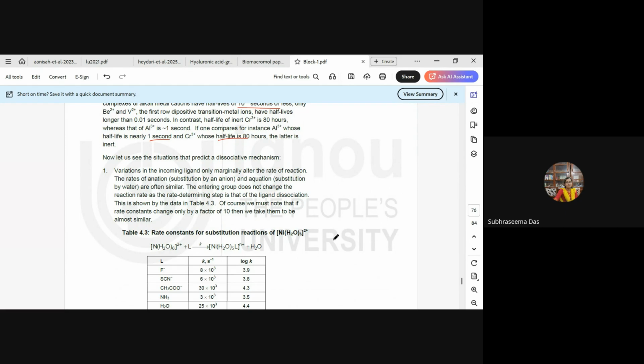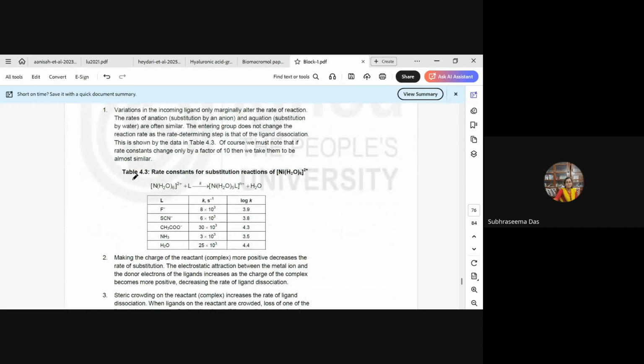So now let us look at the situations that predict a dissociative mechanism. Variations in the incoming ligand only marginally alter the rate of the reaction. So the rate of anation, meaning the addition of the anion, and aquation, meaning substitution by water, are often similar. Here the data has been shown in table 4.3, that is the rate constants for substitution of Ni(H2O)6.